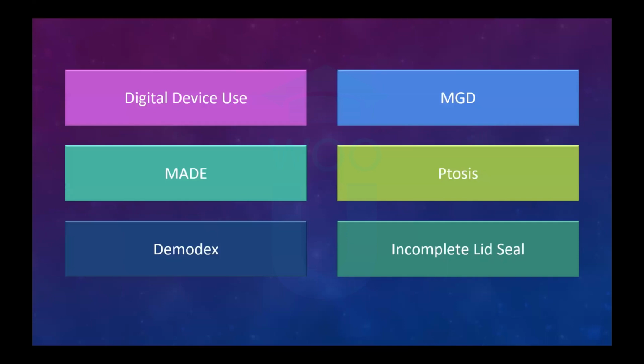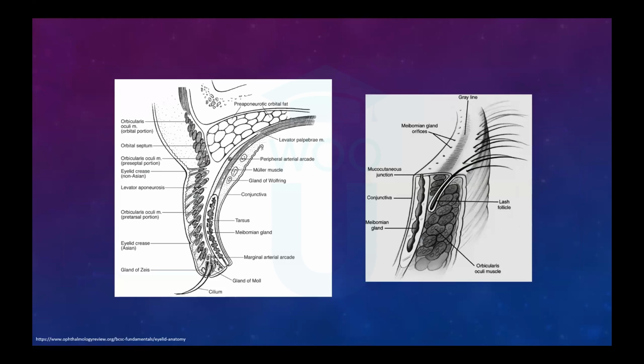So today we're going to be talking a little bit about digital device use, mask-associated dry eye, Demodex, meibomian gland dysfunction, ptosis, and incomplete eyelid seal. So my goal for today is that you can go in tomorrow and use some of these tips and tricks in your practice, right? So learn a little, enjoy the food. Everything looks amazing. For those of you virtually, I hope that you have some amazing food as well.